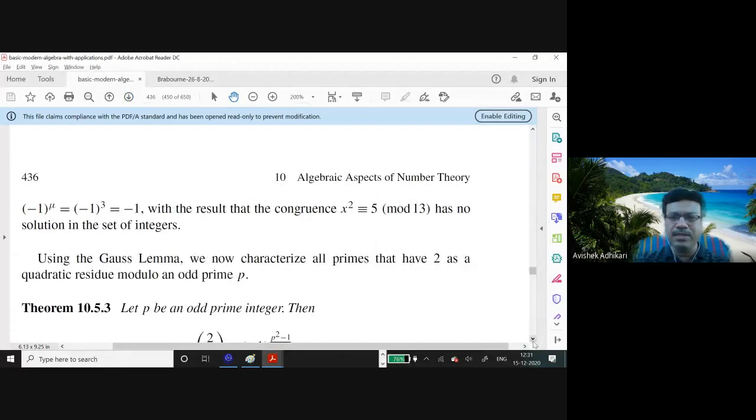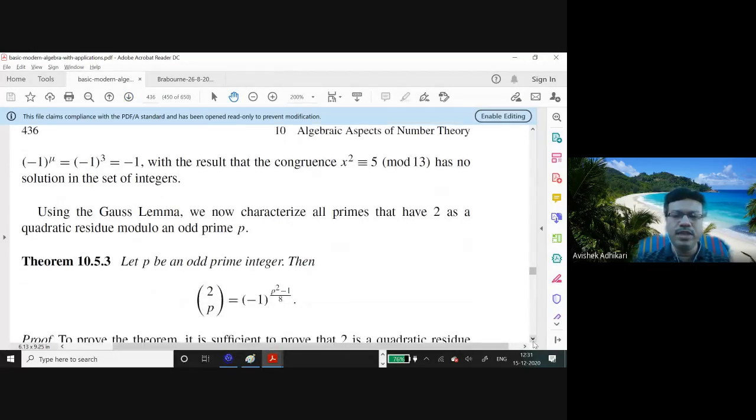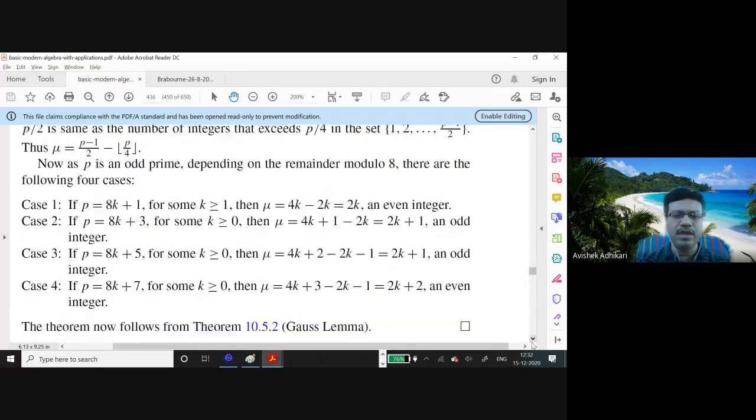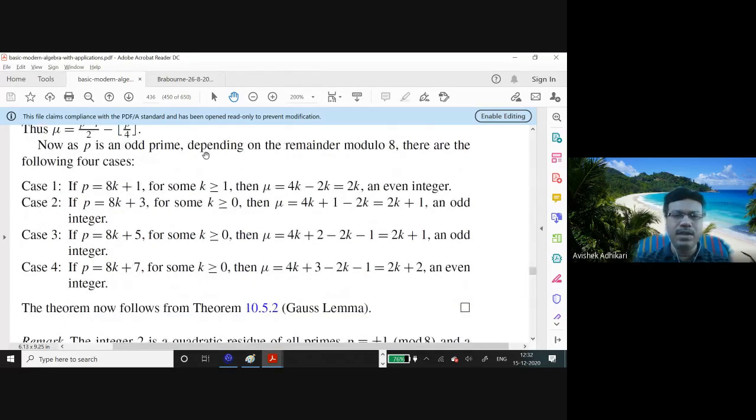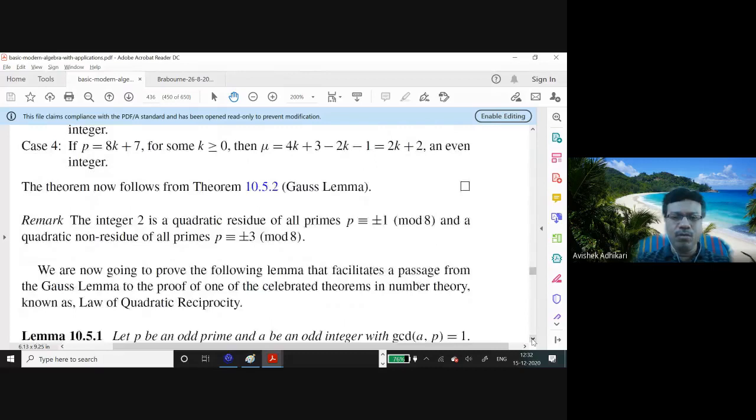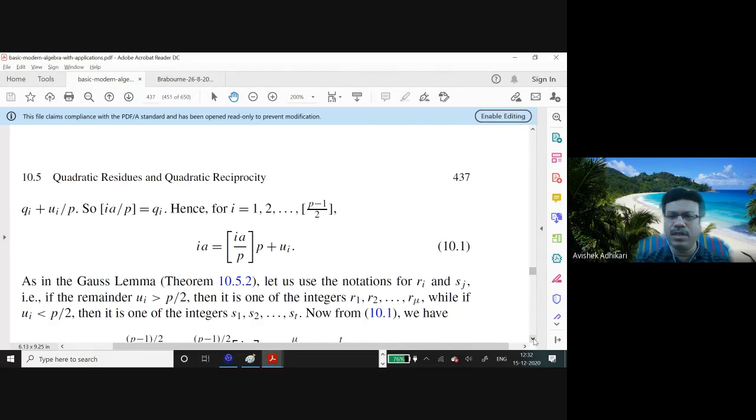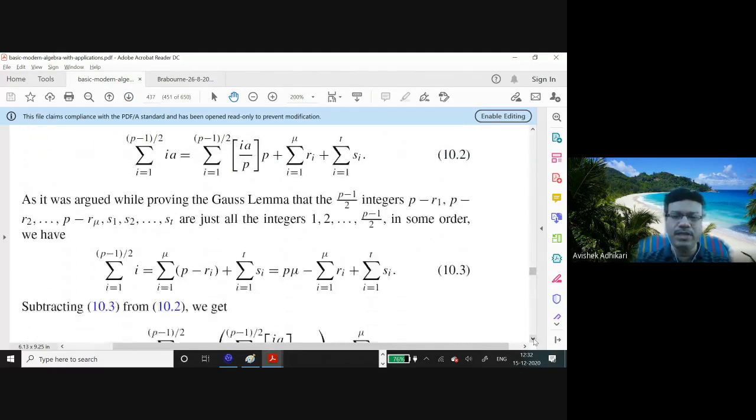Basically, this result is useful in proving the law of quadratic reciprocity and all. Also, in proving that (2/p) is congruent to minus 1 to the power (p squared minus 1) by 8, and so on. So that's what I mentioned, that four cases you will have, and based on this Gauss lemma, it's very easy to prove this result. There are a few more results. I'm not going into the details because they are not within our syllabus, but what is interesting is the history of proving the law of quadratic reciprocity.